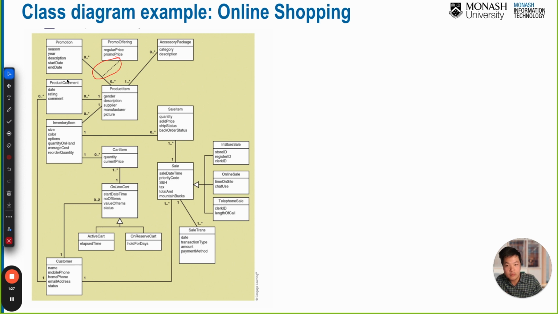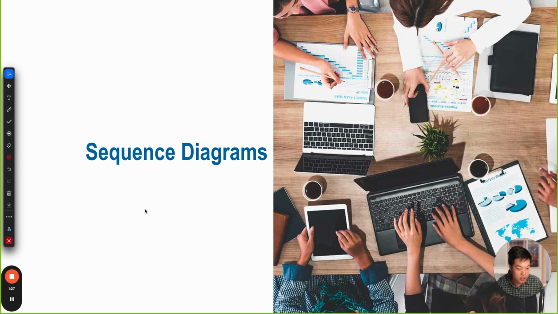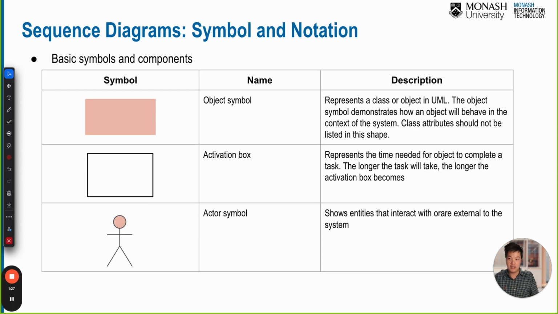Yep. All right, I think that's all about the class diagram. Anything else? Oh, I need to talk about the sequence diagram. I will go through it quickly. A sequence diagram is a type of interaction diagram that describes how and in what order a group of objects work together, in a sequence. That's why we call it a sequence diagram. One second.